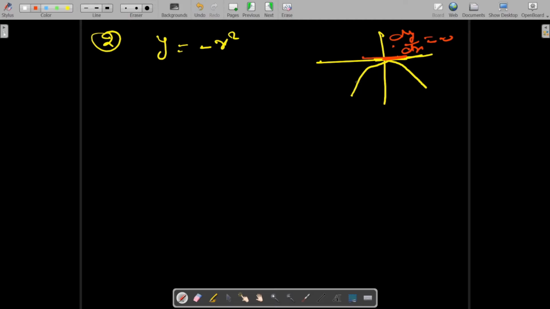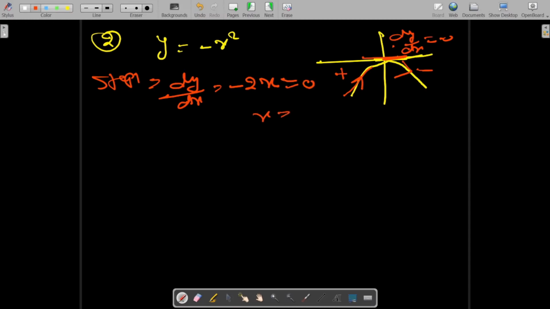If you see here, this is the increasing function. If you take the tangent, it is increasing, and then it is going to 0, and then it is decreasing. So here it is increasing, meaning positive, and here it is decreasing, meaning negative. So step 1, do dy by dx. dy by dx will be minus 2x, and as we know that at the stationary point dy by dx would be 0, so x equals 0. So it is confirmed that this is the stationary point, and this is the root.